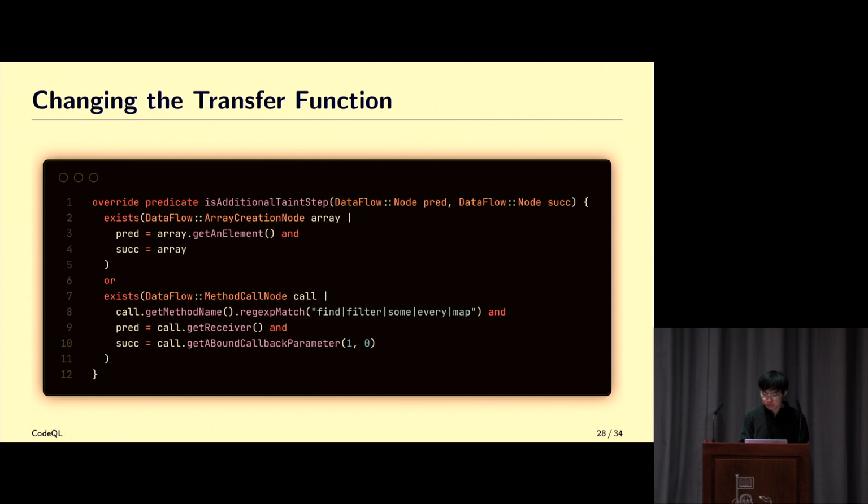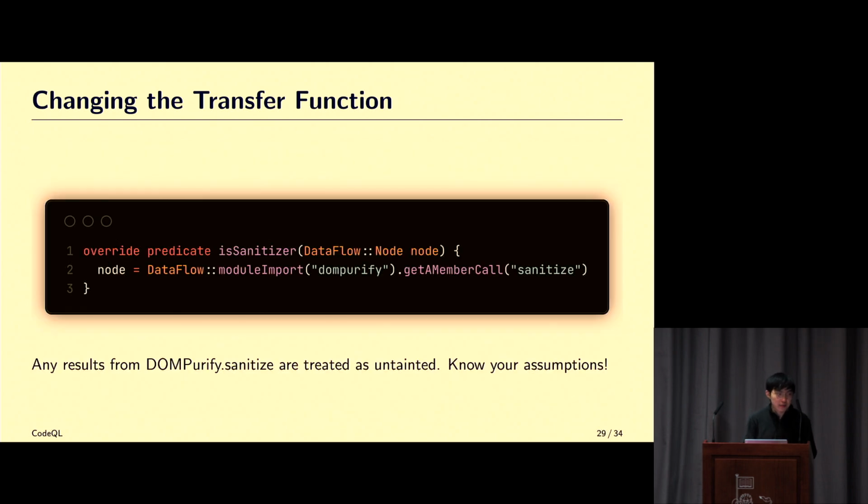And you can also implement isSanitizer. This would say that if this node is DOMPurify.sanitize, then everything after this node is going to be treated as untainted, because we're making the assumption that everything that goes through this sanitizer is going to be safe.